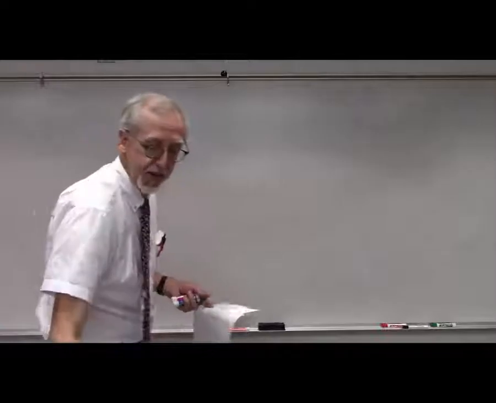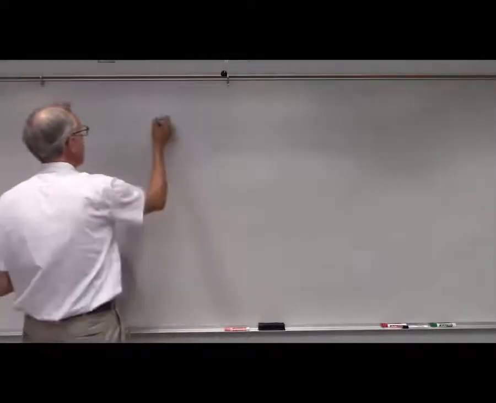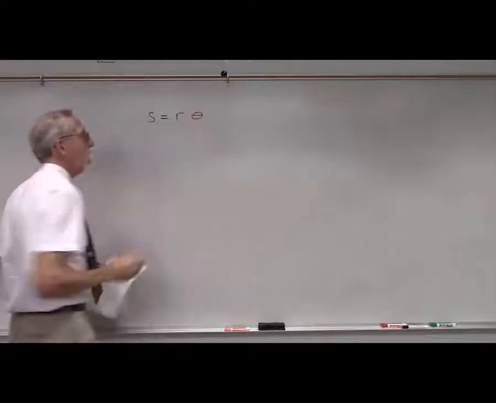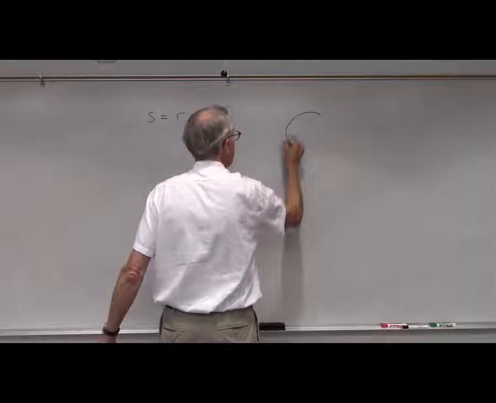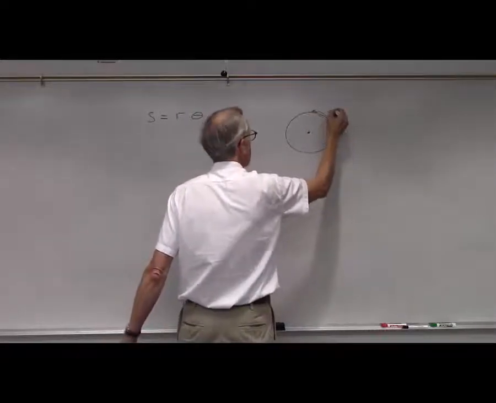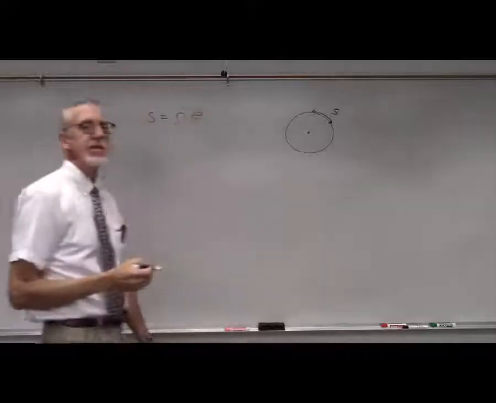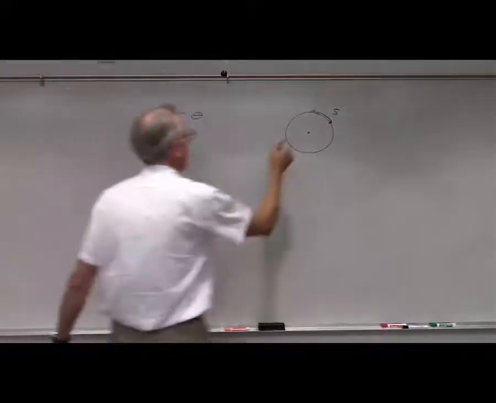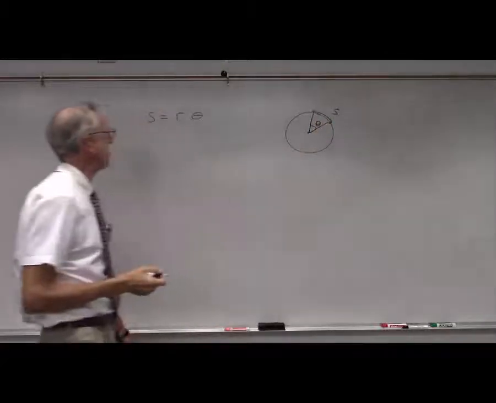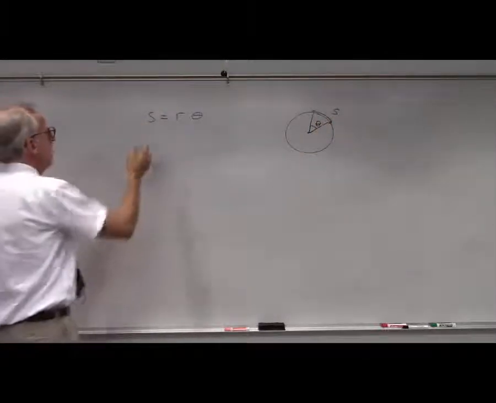We have that the arc length is equal to r times theta. Let's keep in mind what's going on here. This thing is rotating, our reference point is moving around. The distance traveled, s, is equal to r times the angular change theta. So s equals r theta.